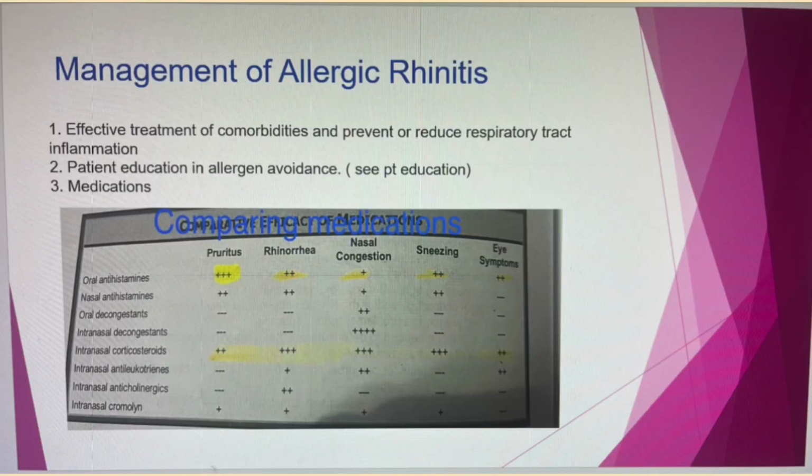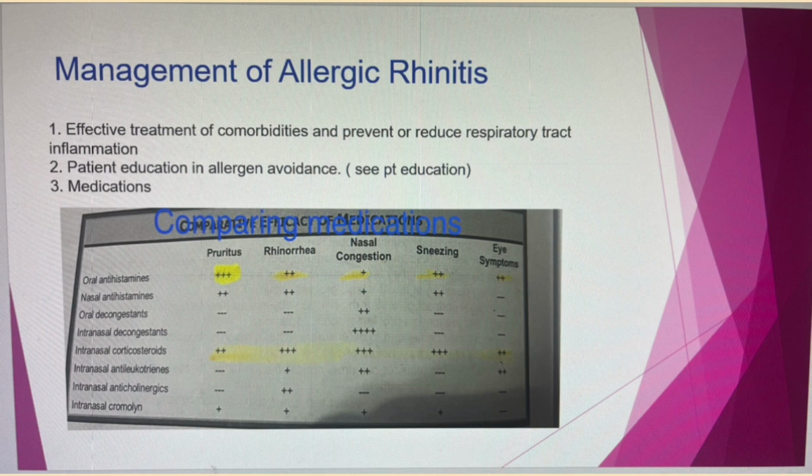Management of allergic rhinitis. Number 1, effective treatment of respiratory inflammation. So, decrease incidence and worsening of comorbidities like asthma and other diseases like otitis media and sinusitis. Number 2, patient education in allergen avoidance. We will talk about that in the patient education section.